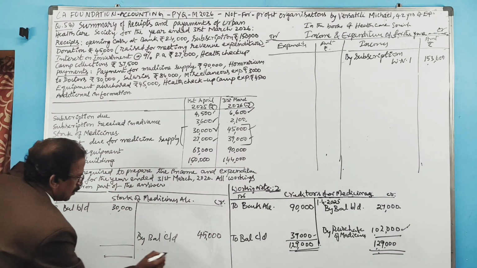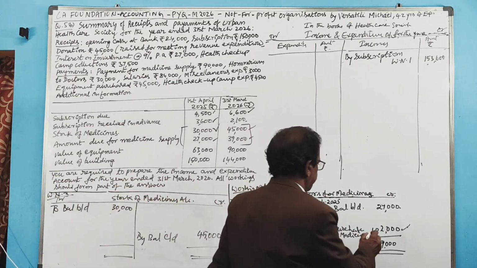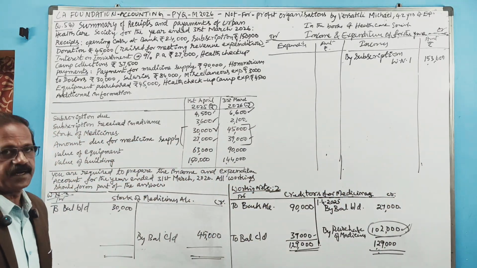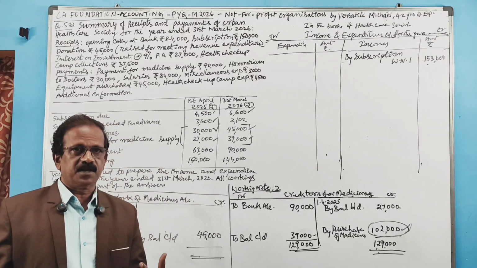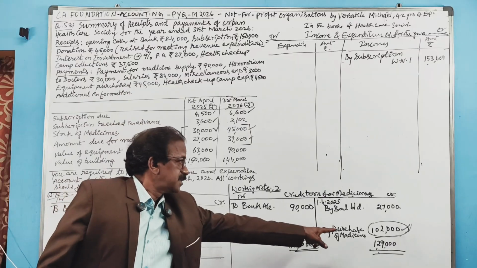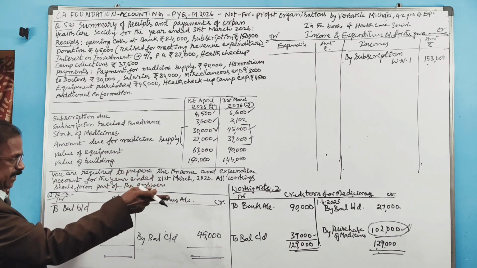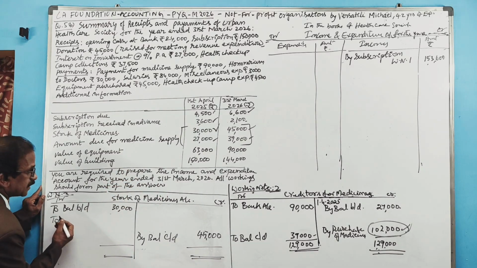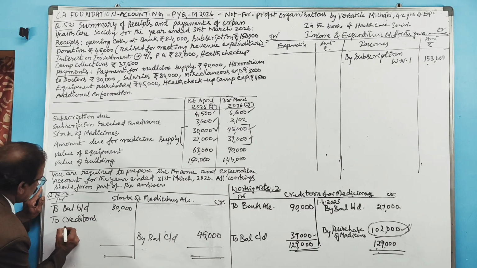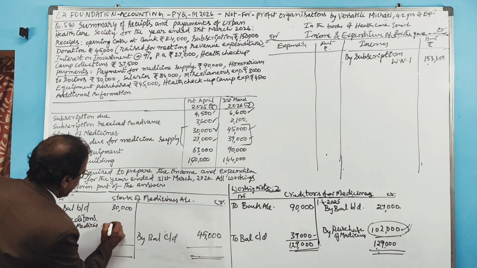Now this amount of purchase, when you purchase medicines, what is the journal entry? Purchase of medicines account debit or stock of medicines account debit to creditors account. So this amount is to be posted on the debit side. Stock of medicine debit, creditors credit. So here you should write to creditors for medicines 1,02,000.